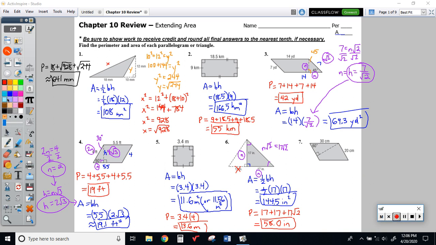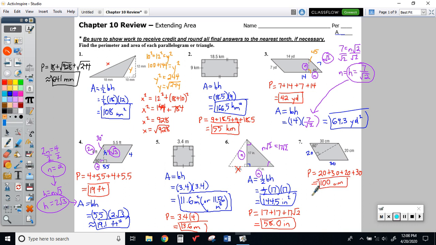And for number 7, looks like we've got another 30, 60, 90 triangle here that could come in useful. This would be 30, this would be 20 for this length, and this length here and here. Looks like perimeter will be easier on this one to start, so we would just have 20 plus 30 plus 20 plus 30. Add all that together, and you've got 100 centimeters for your perimeter on this one.